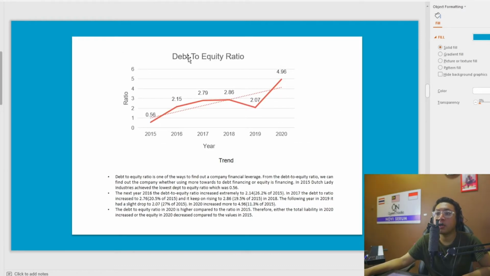Finally, for the debt to equity ratio, in the first year, it had 0.56 and then it increased to 2.15 and then to 2.79 and then 2.8 and then it went to 2.86 and then decreased back to 2.07 and then it increased back to 4.96.